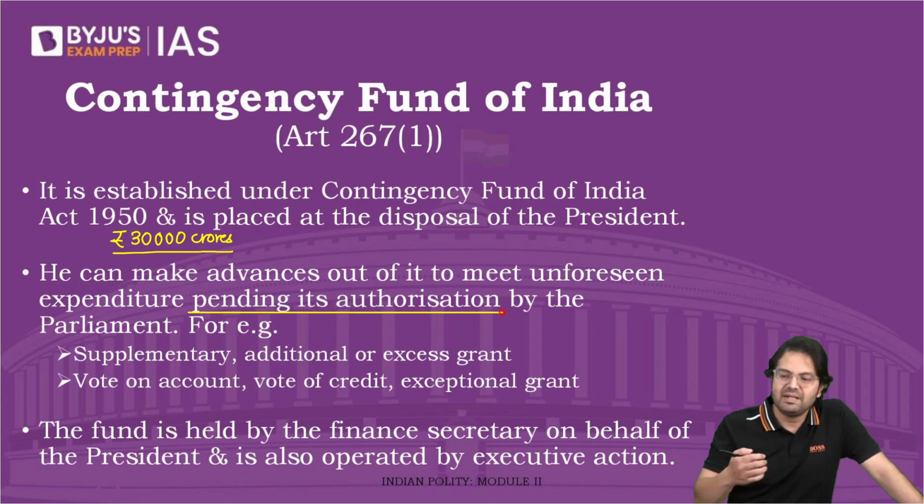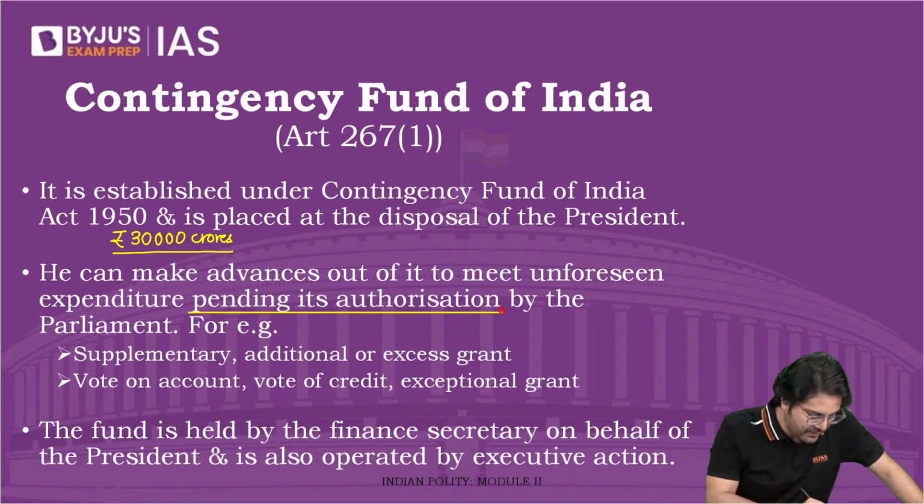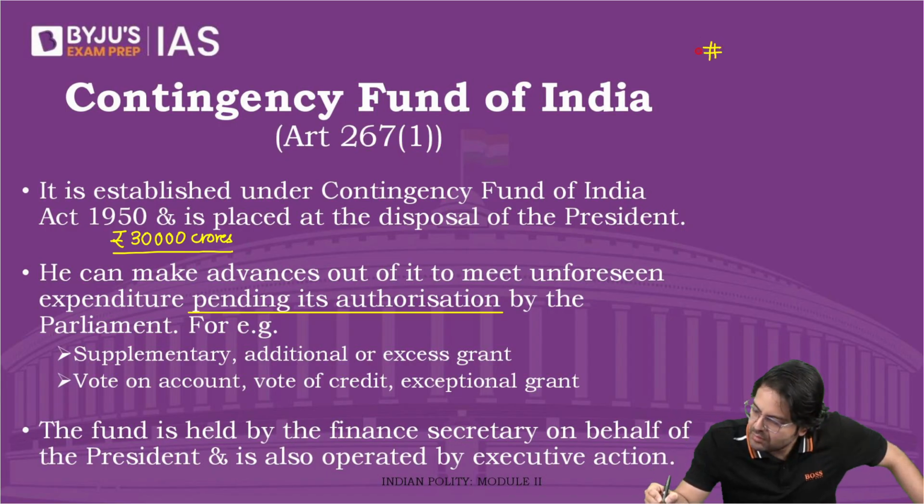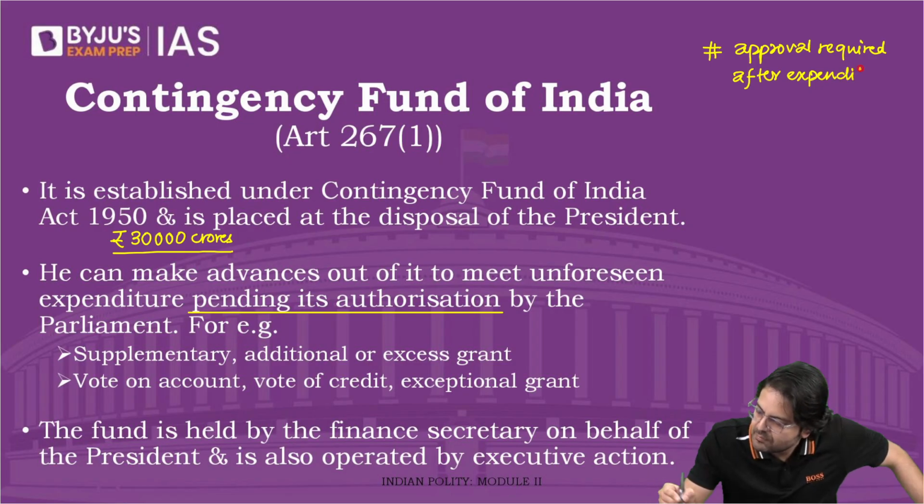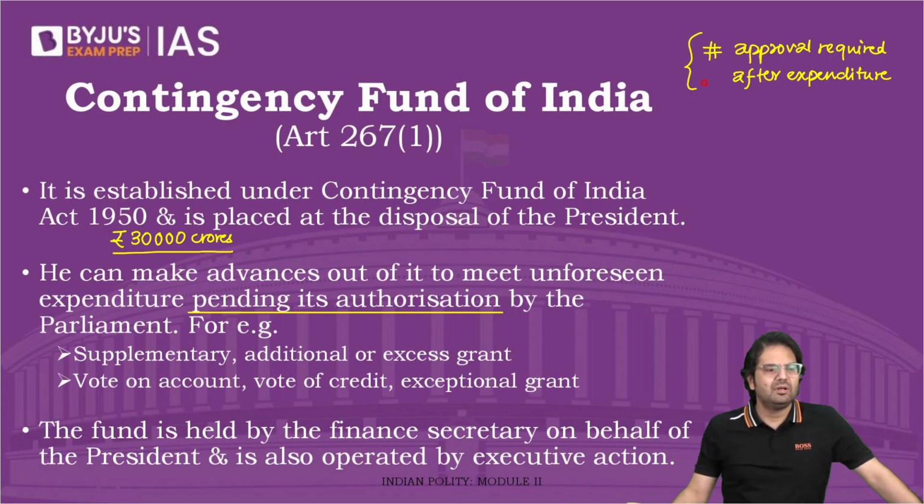This means what? Money is spent from contingency fund right now, but after you spend, ultimately you have to get it approved. Clear? So the beauty of this account is that here the approval is post expenditure. Approval required after expenditure. Are you clear? So if not get approval, it is not possible only. There is no logic in not getting approval.